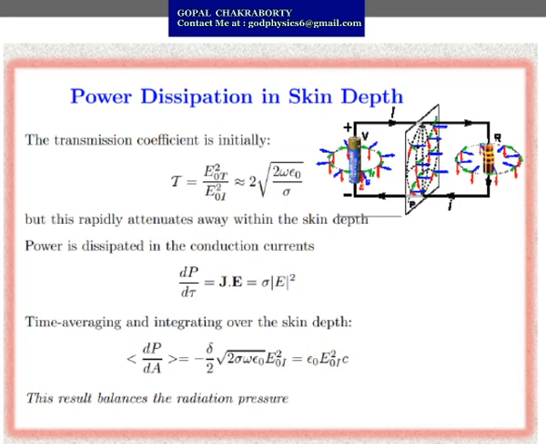Averaging and integrating over the skin depth, that gives us dP/dA equals minus of del by 2 under root 2 sigma omega epsilon naught E naught square into I E naught square. So which is basically the induced electric field. So that all equals epsilon naught E naught 1 square into C. So these results balance the radiation pressure.